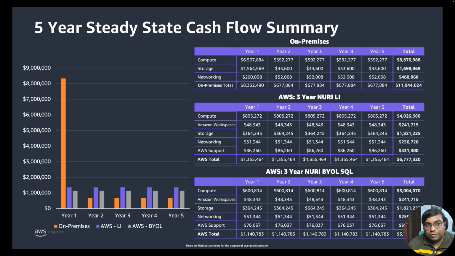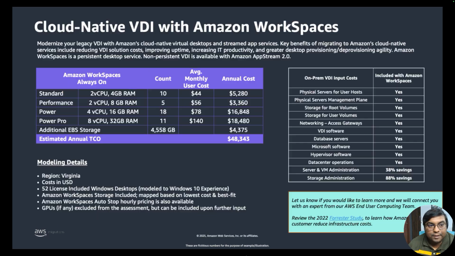Again, it gives you a 5 year steady state cash flow summary. If on premise you are going to spend this much over year 1, 2, 3, 4, 5, the total is, I think, 11 million. Here you are going to spend only 6 million. In year 3, if you bring your own license, you can save even more. It gives you all the options and the amount of savings in further detail.